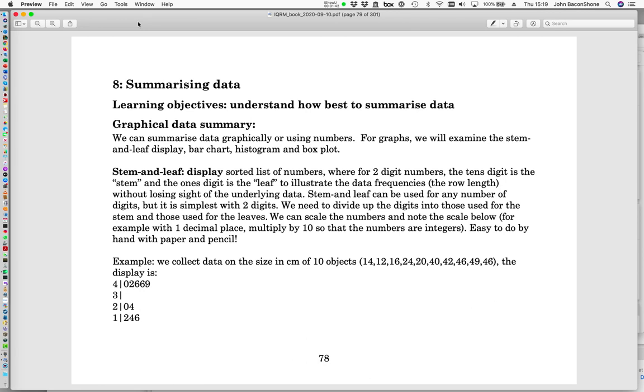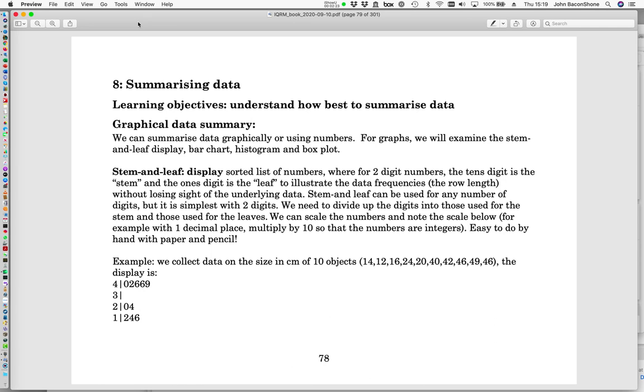We're going to start with an example where we've collected data on the size in centimeters of 10 objects, and these are 2-digit numbers. Our list is 14, 12, 16, 24, 20, 40, 42, 46, 49, and 46. You can see that the tens digits we have there are 1, 2, and 4. Now we need to include 3 in that set, even though we have no leaves for the 3s. So the 4 possible stems are 1, 2, 3, and 4.